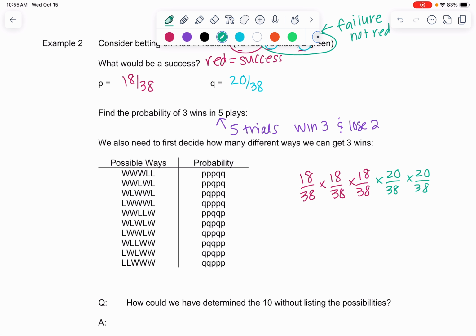So you can see all the different ways. You could win, win, win, lose, lose, win, win, lose, right? You can go through this. It's tedious. If you had to do this, you would likely miss some. But if you count them, there's 10 ways. And so what we end up doing is we times it by 10.